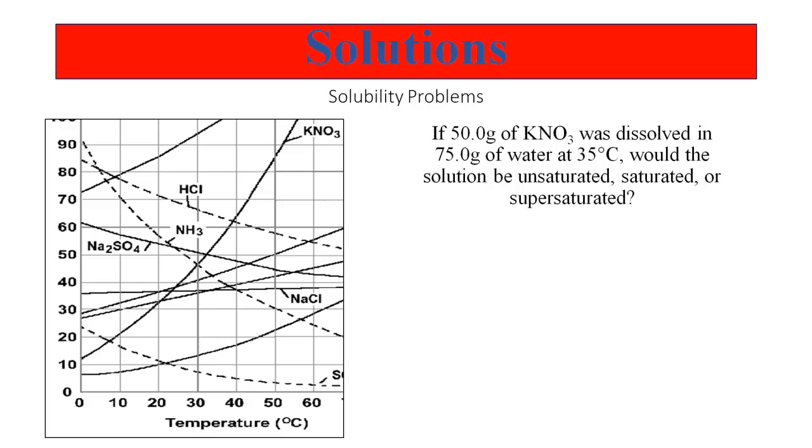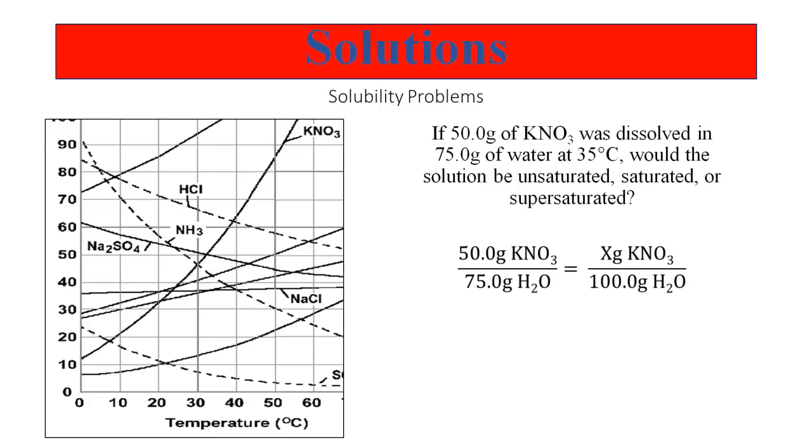Okay, to solve this problem, we're going to zoom in on the graph. Keep in mind where the line for the potassium nitrate is. 50 grams into 75 grams. Let's set up a proportion so we can compare it to the graph. 50 grams into 75 grams is equal to X grams of potassium nitrate into 100 grams. This way we'll be able to solve for how many grams of potassium nitrate can be dissolved into 100 grams of water and compare it to the chart. We find out that there's 66.7 grams of potassium nitrate that can be dissolved into 100 grams of water.